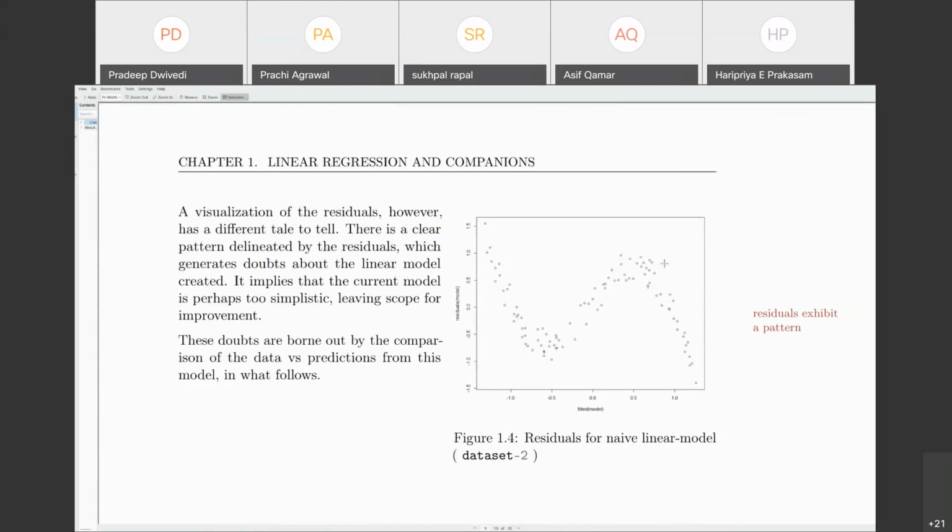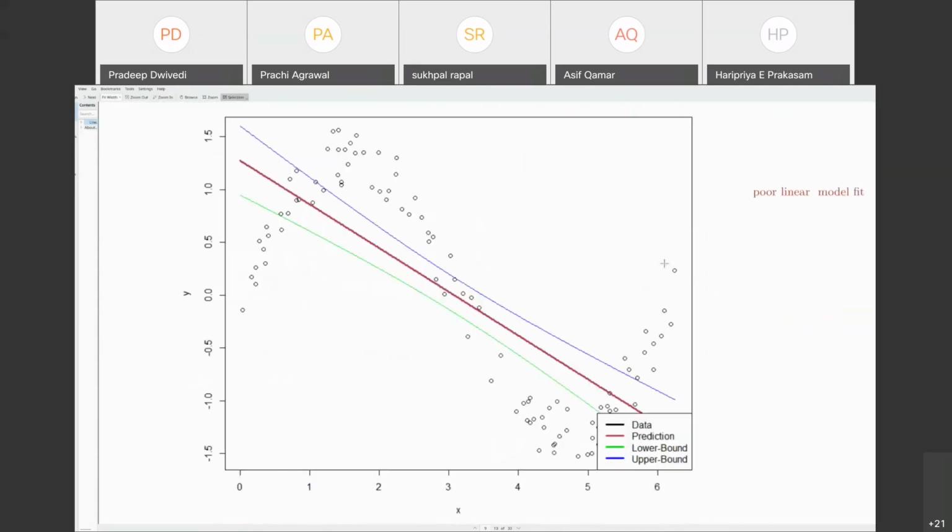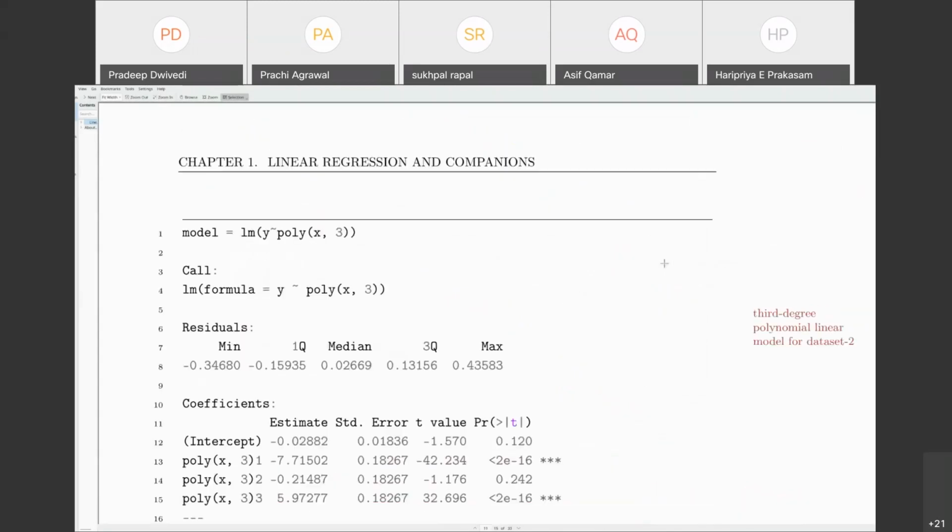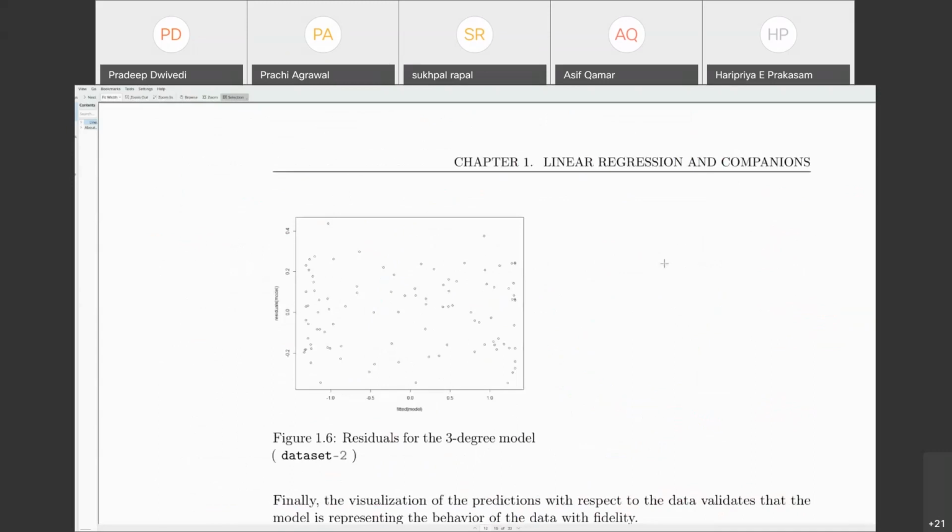Would you agree, guys? This one distinctly shows a pattern, a straight line model, and this one is a much better improvement. Most of the pattern has disappeared, isn't it? If not all. Would you agree with that, guys? Yes. So it is giving us a hint that, so far so good. We might be heading into a good model.